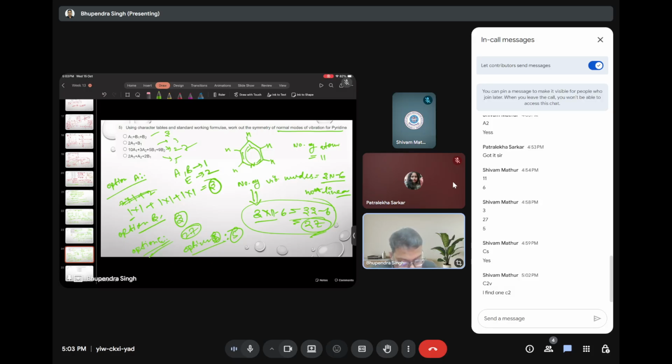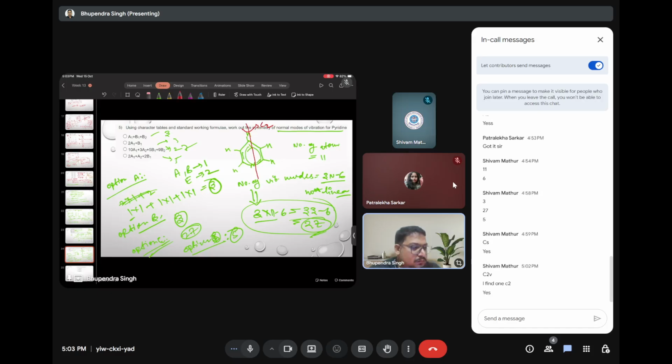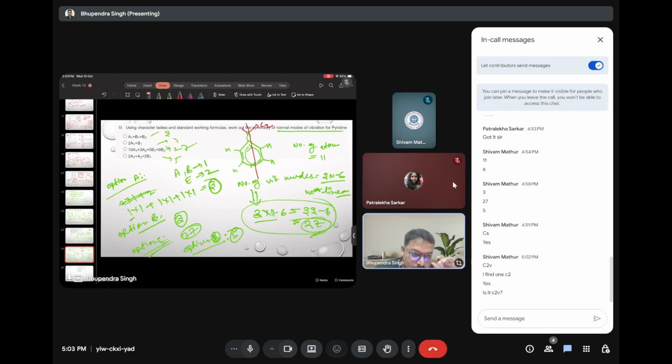Yes, one C2 is present here. This C2. Is it C2V? Yes, the point group is C2V. So this option is actually not correct, 27.